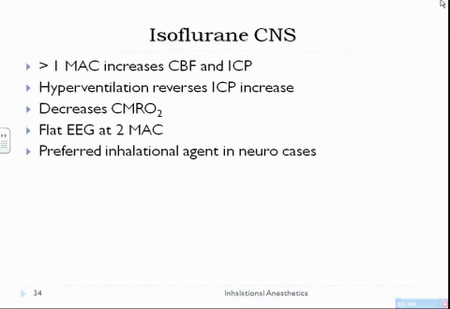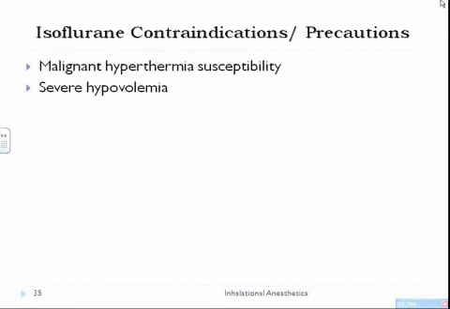Okay, so when you do your neurorotation, the agent you're going to open up is isoflurane. Okay, it's very reliable. The only things that are contraindicated are malignant hyperthermia and severe hypovolemia.